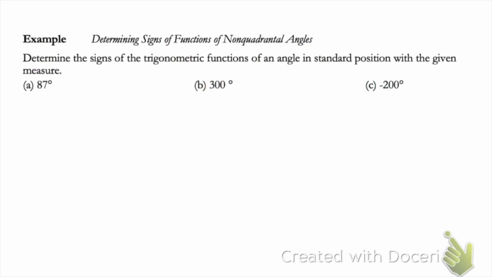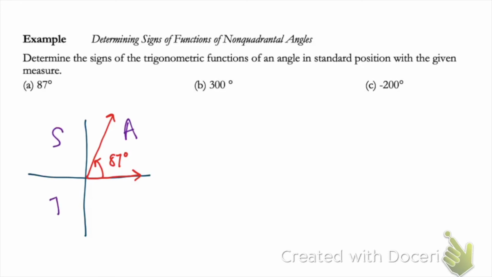In this example, we're going to determine the sign of the trig function of an angle in standard position with the given measure. Again, I think it's just a great idea to go ahead and draw the angle. That'll really help us understand what's going on with our trig functions. So here's my angle, 87 degrees, and then I'm going to go ahead and put in all students take charge. And we're in the all quadrant, so we know that all of our trig functions are positive for this angle measure.